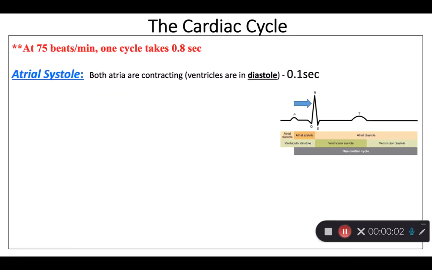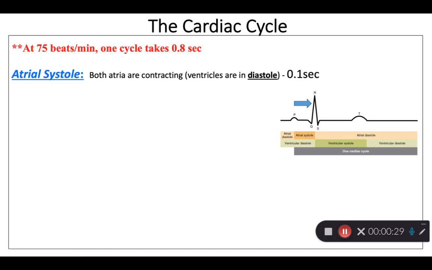Okay, by definition, the cardiac cycle is all the events that occur in one heartbeat. We're going to use 75 beats per minute as our normal heart rate. So typically a normal heart rate is anywhere between 60, maybe all the way up to 80 at rest. And if you did the math, each cycle would be 0.8 seconds long.